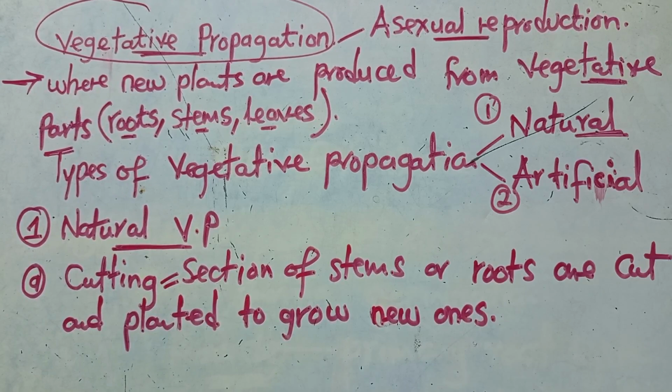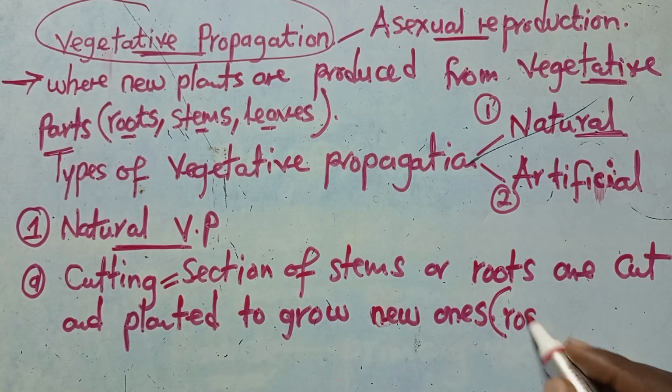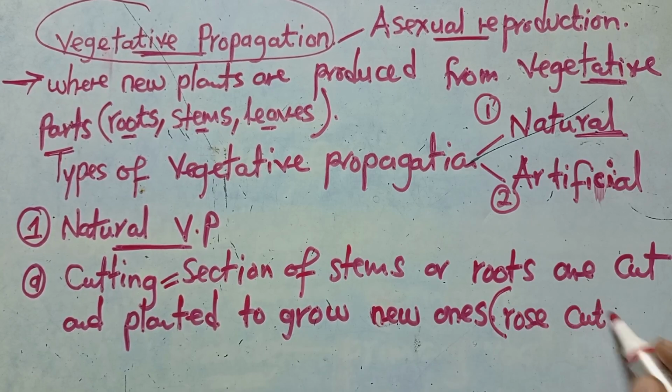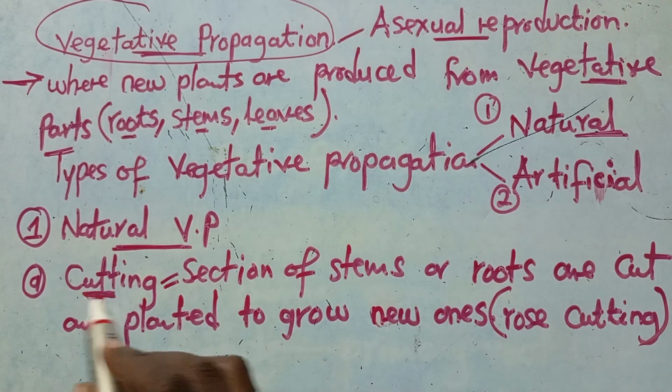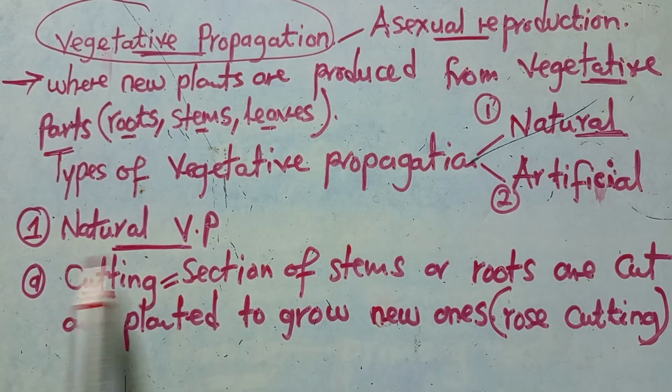Examples of such plants include rose cutting. You can cut their stem or maybe part of their roots, plant them somewhere, and a plant of the same kind will still germinate, or grow. So this is the first one. It is called cutting, and it falls under natural vegetative propagation.